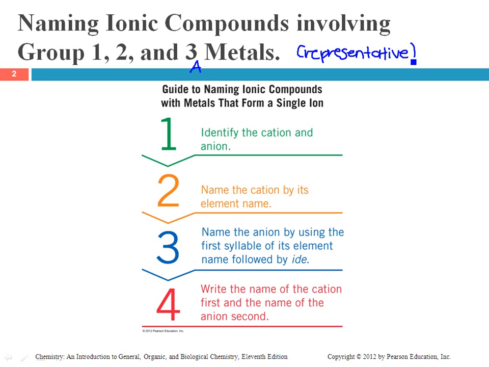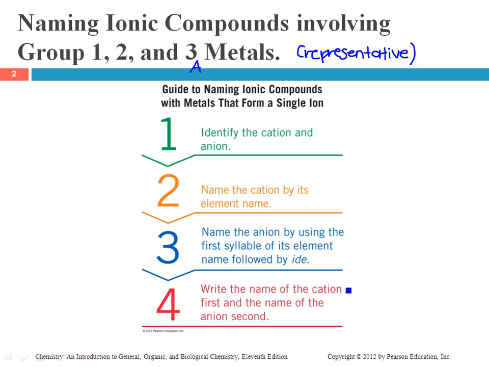The guide for naming these ionic compounds is to first identify the cation and the anion. You can do this by looking at your periodic table. Then you're going to name the cation by its element name, and you're going to name the anion by using the first syllable of its element followed by IDE. So an example of this would be fluoride instead of fluorine. You keep the first syllable and then add IDE at the end. And then you're going to write the name of the cation first and the name of the anion second.